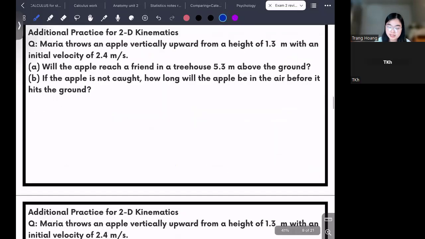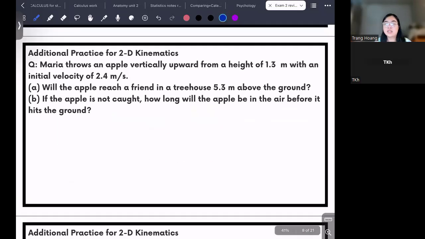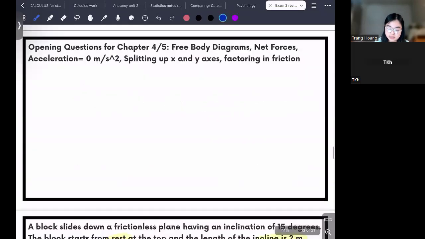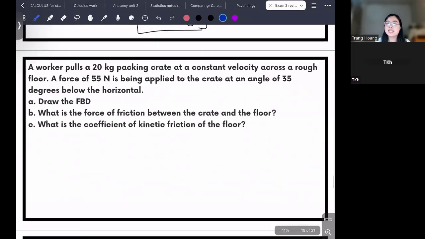Okay, we have about 4 minutes left. This is an additional problem for 2D kinematics. I will solve it after the end of our meeting and just post it up with the annotated slides. Actually, since we have about 10 minutes left before the meeting ends, are there any questions or any resources that y'all would like me to share before the exam on Wednesday?